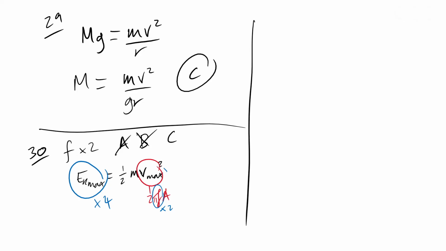C, max velocity. Yes, because we've just seen that. Max velocity is equal to 2 pi f a. So that is the right answer. Acceleration, well, no, because we know that acceleration is equal to minus 2 pi f squared times displacement. And so if frequency is doubling, then again, acceleration is going up by a factor of 4.